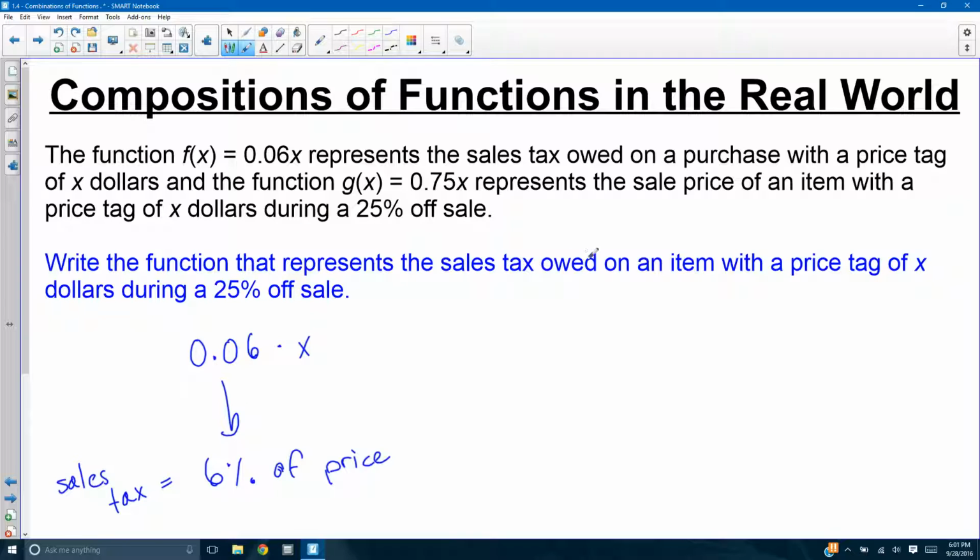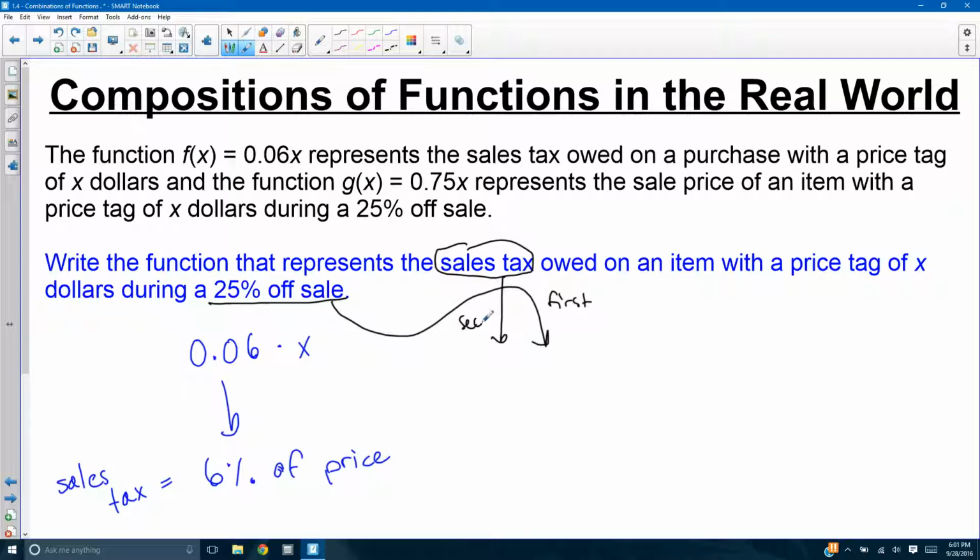Write the function that represents the sales tax owed on an item with a price tag of $X during a 25% off sale. So what's happening here is you are actually doing the 25% off sale first, right? What tax is owed on an item after you get 25% off? So if we are going to be doing this function here, we want to do this one first, and then the sales tax second.